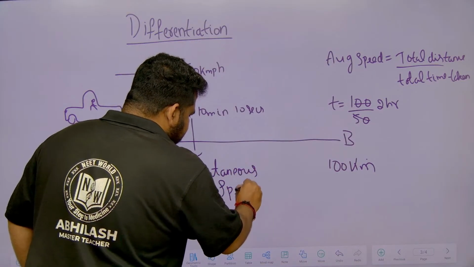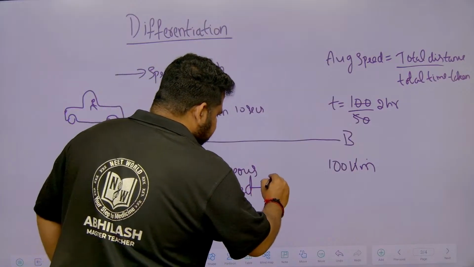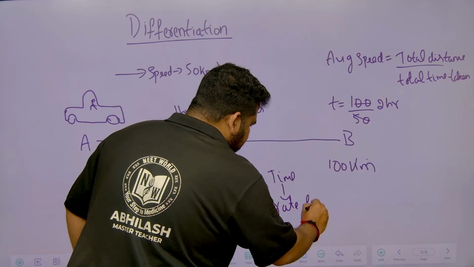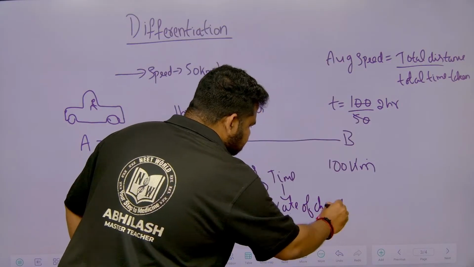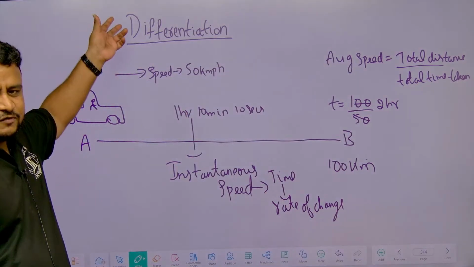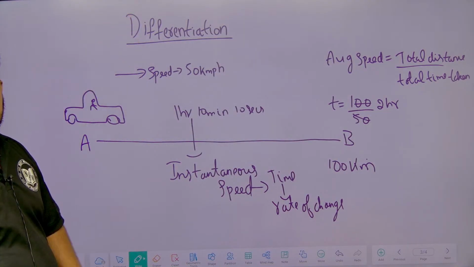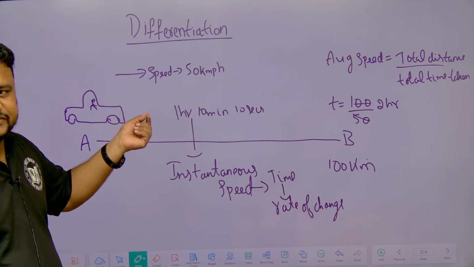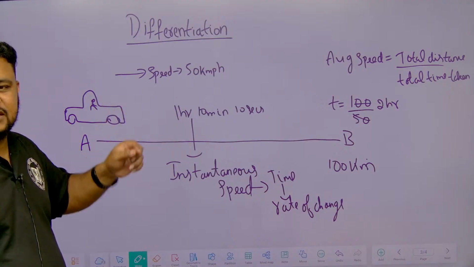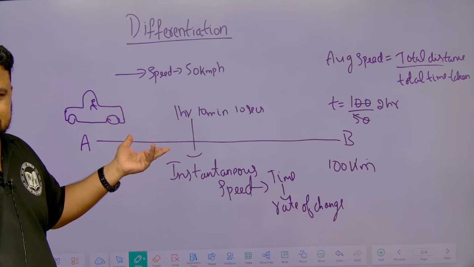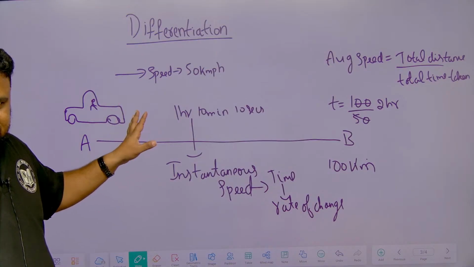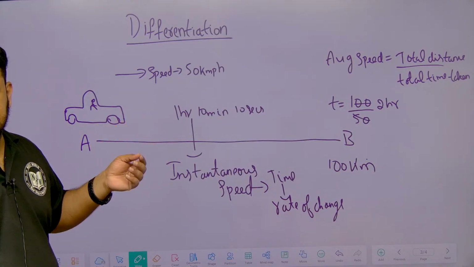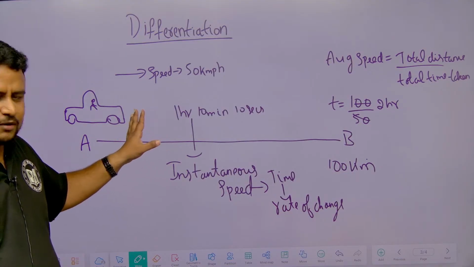Instantaneous speed, since speed is with respect to time, is also called the rate of change. Suppose a ball is falling from the top and reaches the ground in 10 seconds. How much distance has it covered, or how much speed does it have at the 5th second? If you want to find out, you differentiate the velocity function, and wherever t is there, you put 5 seconds. When I tell the formulas, you will understand.